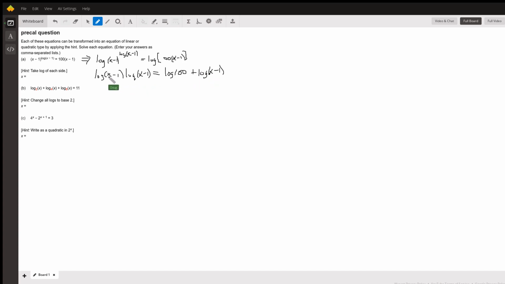Now, here we've got the same expression being multiplied times itself, so I can think of that as a log of x minus 1, quantity squared. And I'm going to take these two terms to the left side because now all of a sudden I realize I have a quadratic.